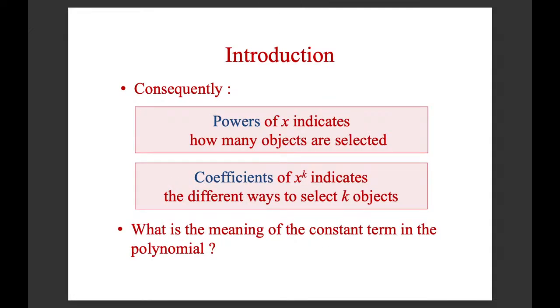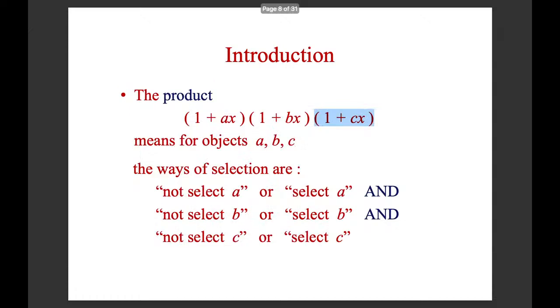And why do we introduce the x here intentionally? Because when we have an x here, it means that we are selecting things, but when we don't have any x here, we are not selecting anything. So the x power actually talks about how many times we are selecting an object.